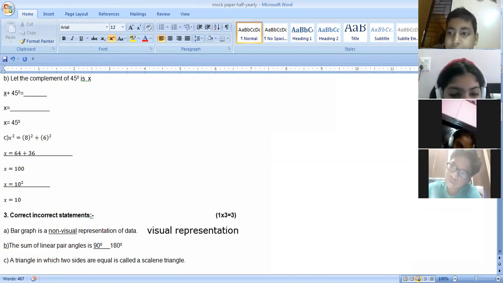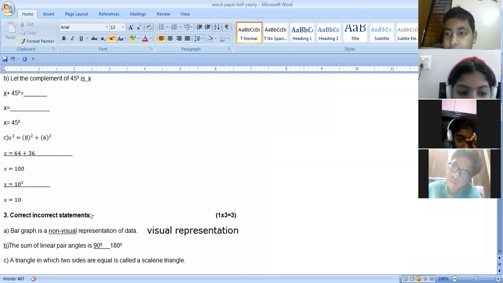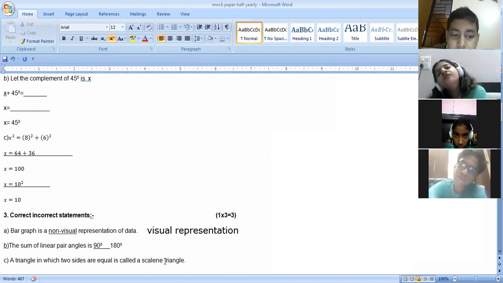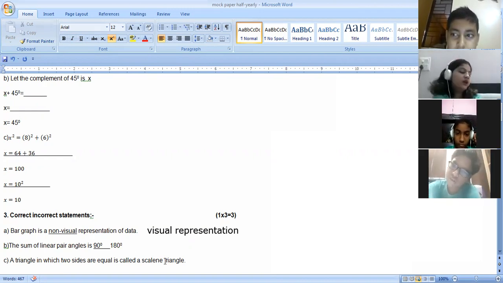The sum of linear pair angles can be complement angles. The sum of linear pair angles, beta, it should not be. Answer will be 180 degrees only here.